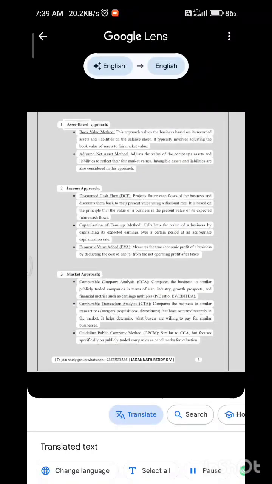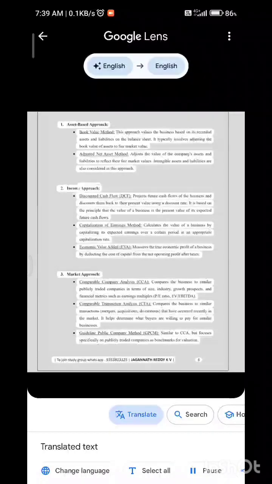1. Asset-based approach. Book value method. This approach values the business based on its recorded assets and liabilities on the balance sheet. It typically involves adjusting the book value of assets to fair market value. Adjusted net asset method. Adjusts the value of the company's assets and liabilities to reflect their fair market values. Intangible assets and liabilities are also considered in this approach.